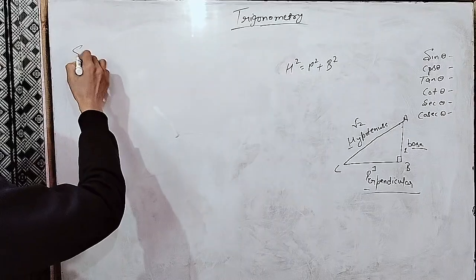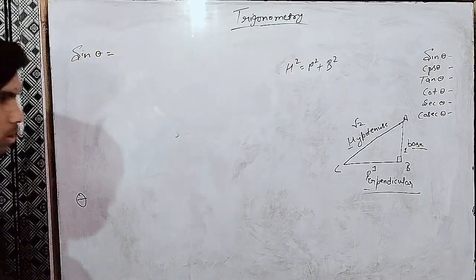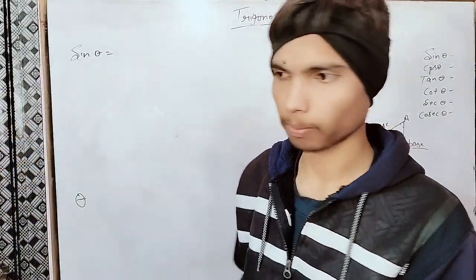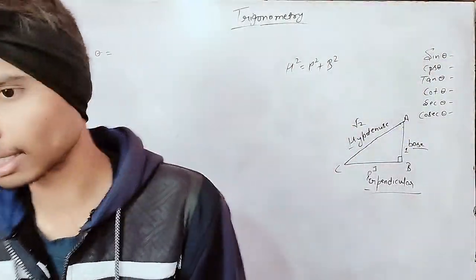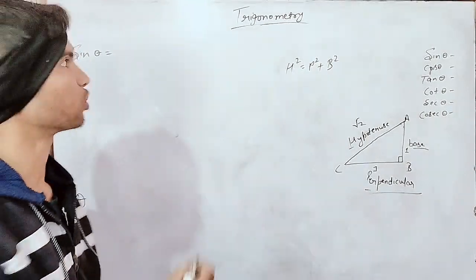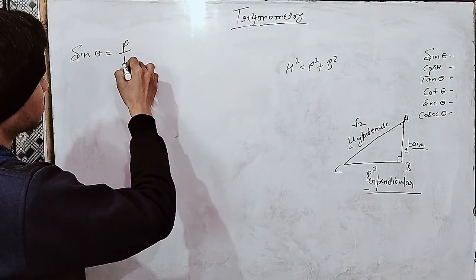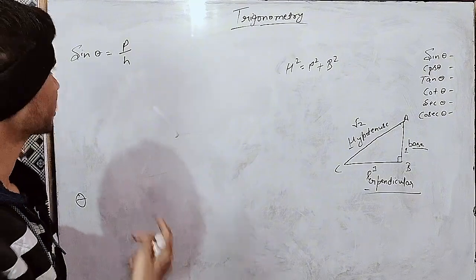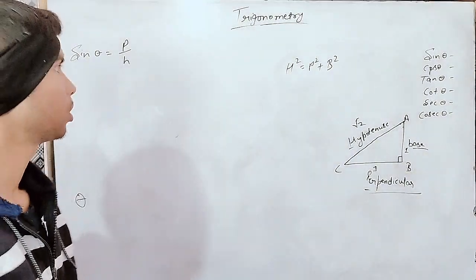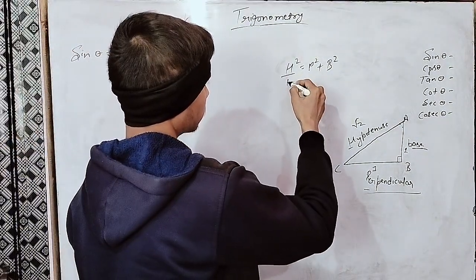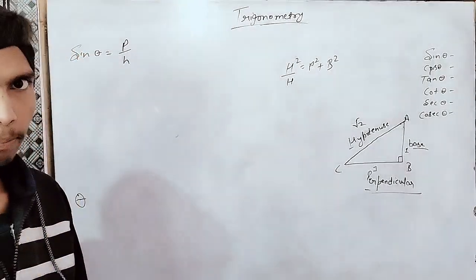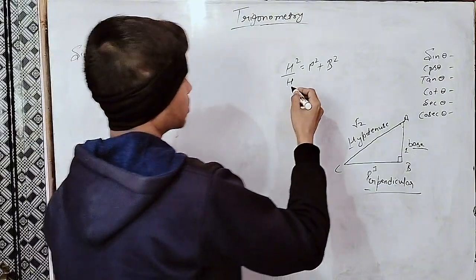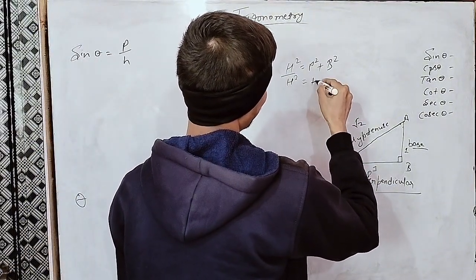Here, sine theta is equal to this formula. How did it come? We can also understand that. So the formula of sine theta is P by H, P by H. You can understand how: put the hypotenuse on both sides with a square.